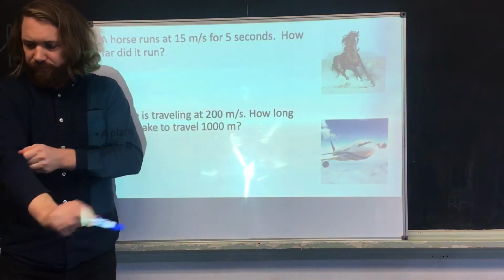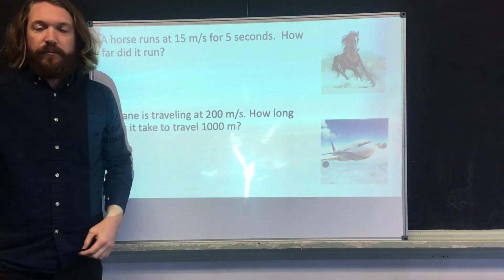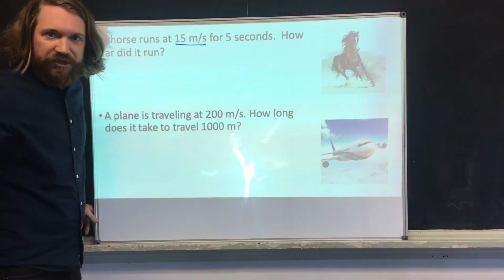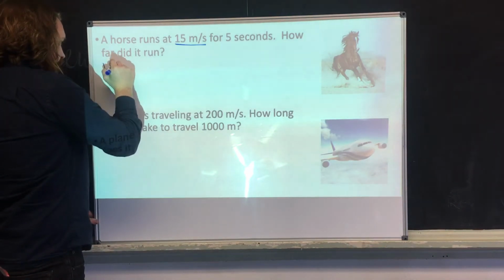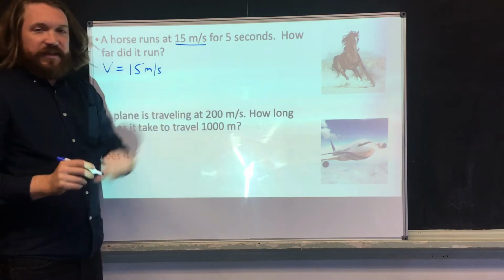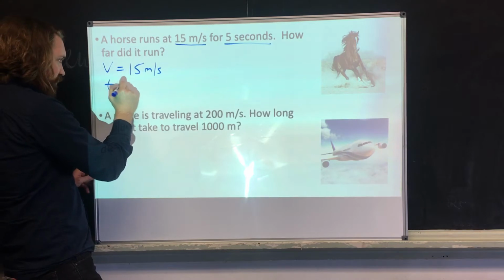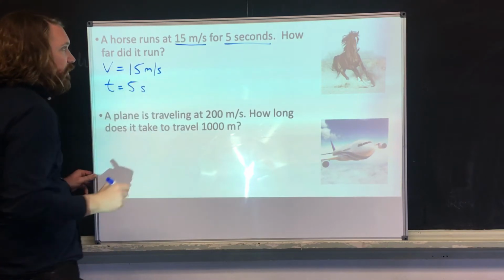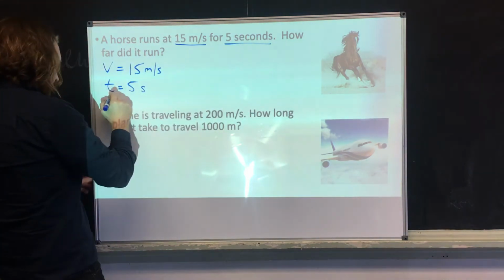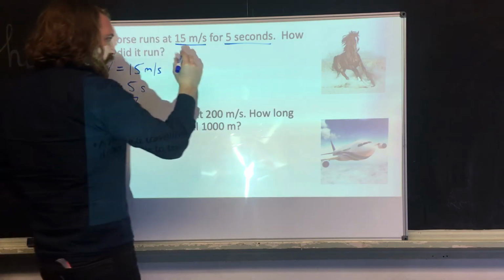Let's do a practice problem, okay? So for all these problems, we follow the same steps always. Number one, make a chart. So let's read this. A horse runs at 15 meters per second. We just saw meters per second measures velocity. Very good. This happens for 5 seconds. We know seconds measures time. And we're looking for how far did he run? How far is a distance? Question mark.